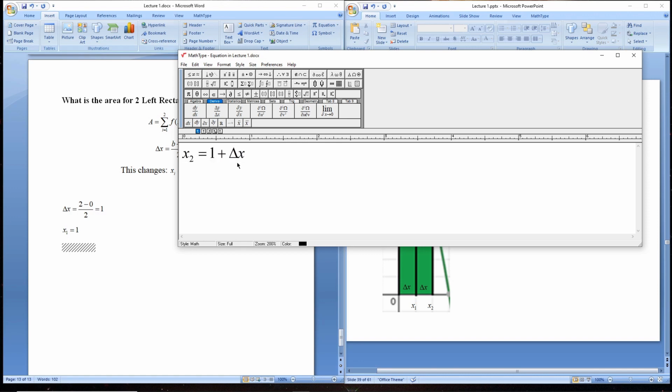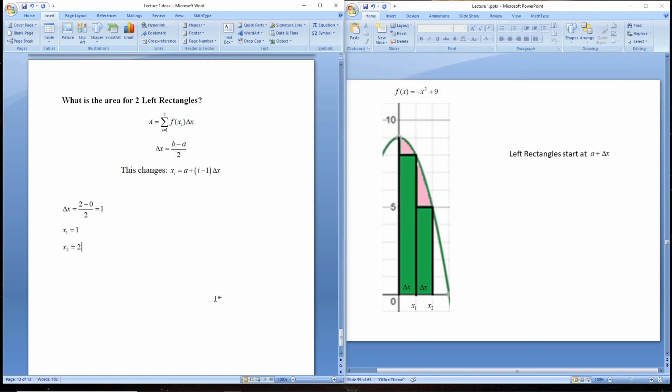We also know what delta x is. We just figured that out. It's 1. So x sub 2 must be at 2. And these are our positions where the left rectangles are. Now, I want to work towards the general expression for left rectangles.